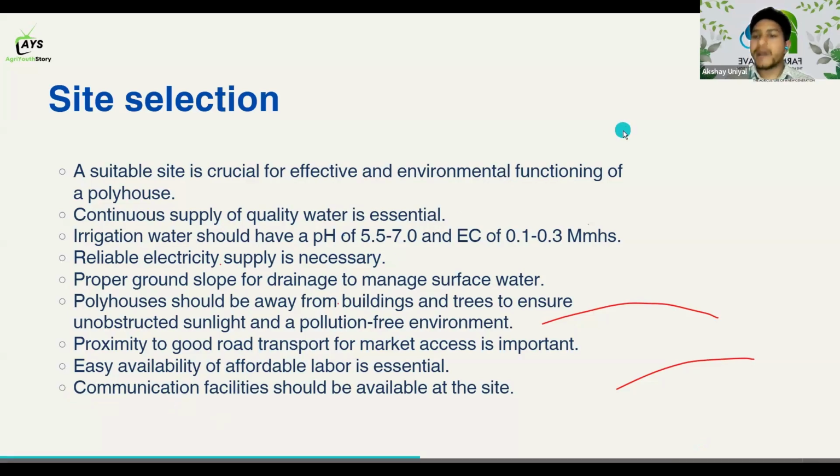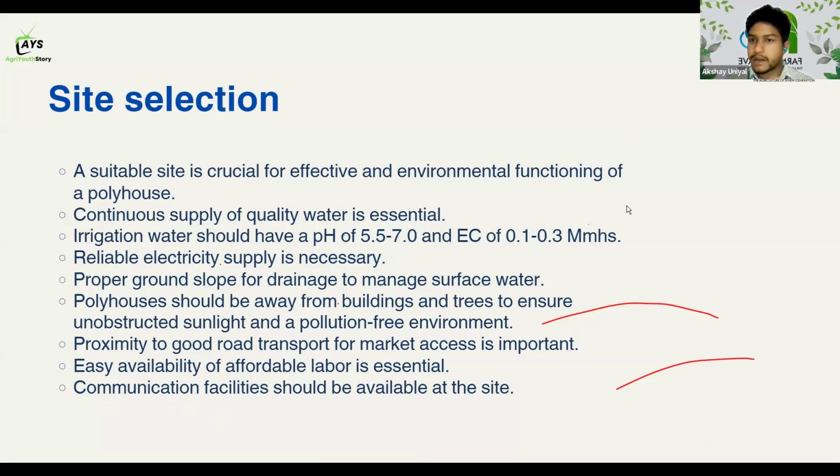Okay. So then coming to the last, the communication facilities should be available on the site. Now we need good mobile connectivity. Okay. So one thing about hydroponics, or any kind of precision farming, is that we need to have very good access to a very good agronomist, or someone who has experience in running farms. So for that we need very good connectivity.